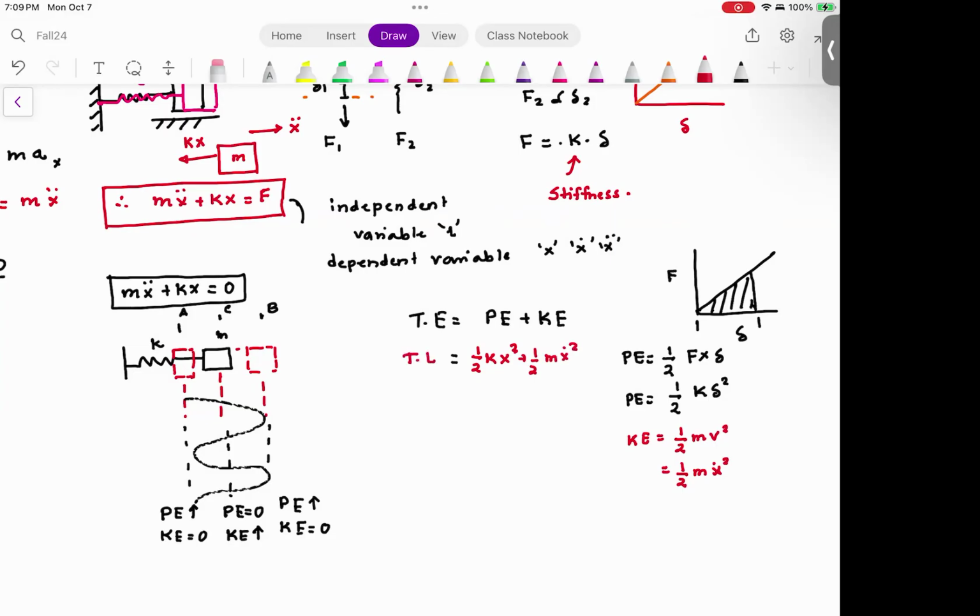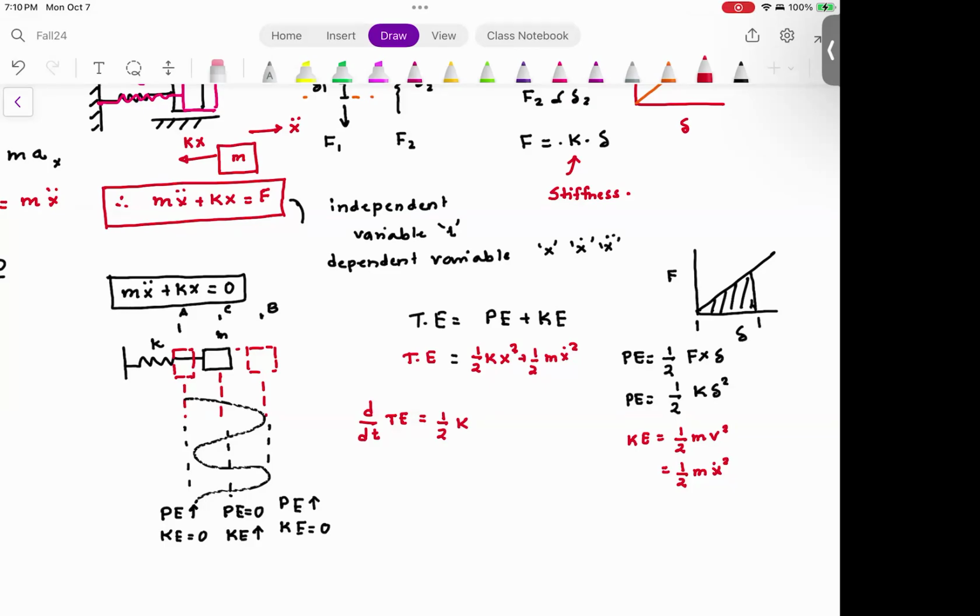This is total energy. The total energy is remaining constant, which means the derivative of total energy is 0. So I take the derivative of total energy. The derivative of this term is 1/2 k. Now remember, x is a dependent variable. The independent variable is t.